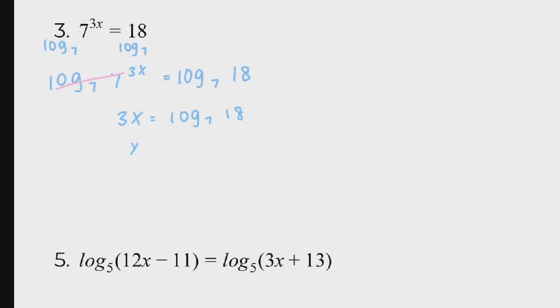And we get x equals log base 7 of 18 over 3. So I would plug this into the calculator. For log base 7 of 18, we would use the change of base formula. So log 18 over log 7, and then we'll divide the whole thing by 3. Okay, so then we'll get x equals 0.495.